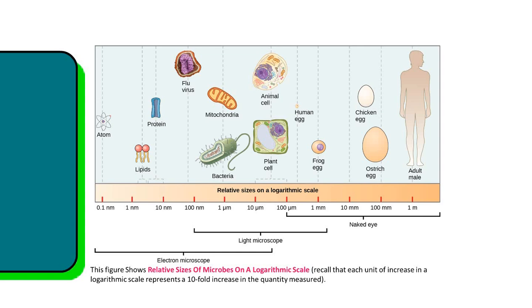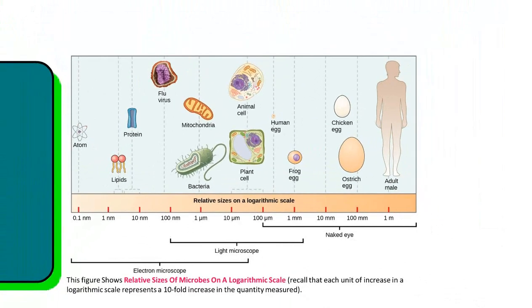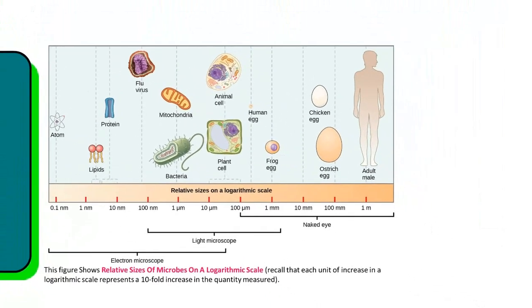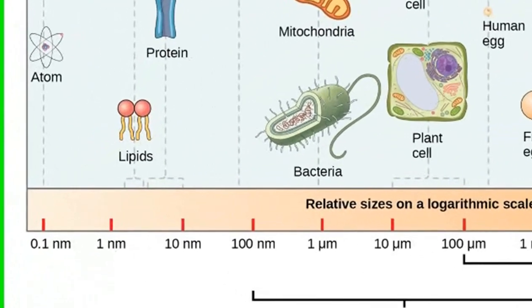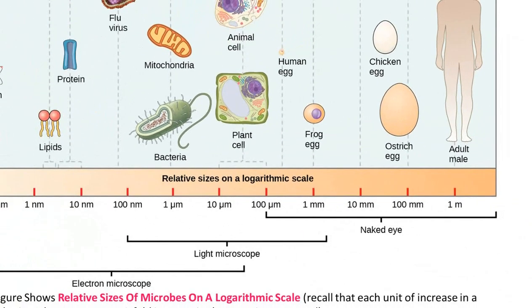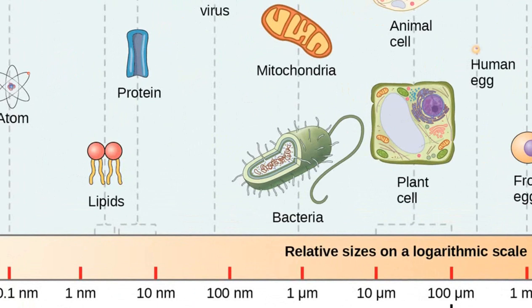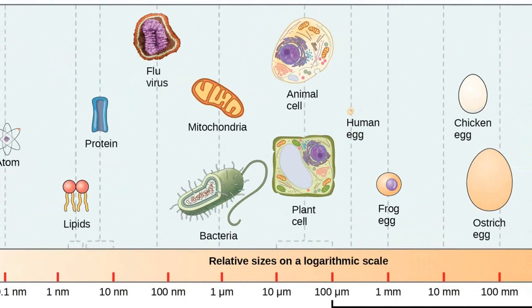Here we can see the relative sizes of microbes on the logarithmic scale: 0.1 nanometers to 1 nanometer, 10 nanometers, 100 nanometers, 1 micrometer, and this is the scale here. Usually these atoms are at 0.1 nanometers. Next, the lipids and protein molecules range from 1 nanometer to 10 nanometers. Then the flu virus is usually less than 100 nanometers. Even our coronavirus comes somewhere close to this.